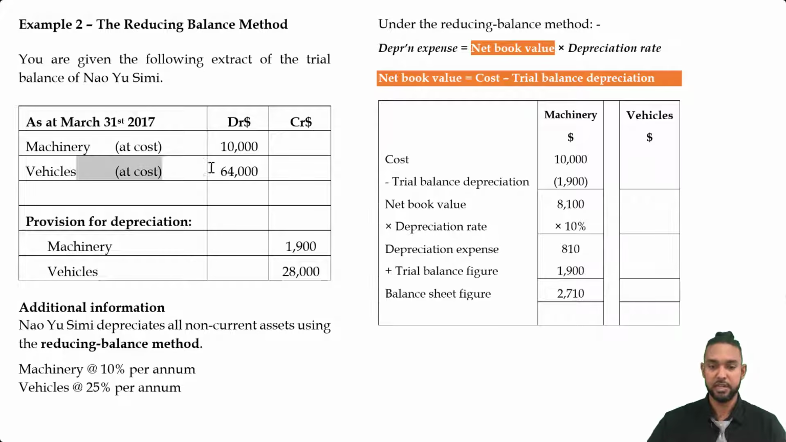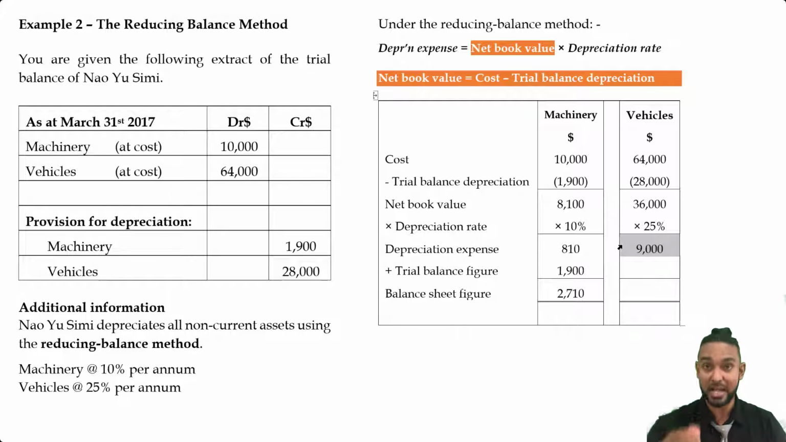So again, vehicles, the cost is 64, existing depreciation is 28. So we're going to take 64 minus 28, that's going to give us 36. We are going to multiply that, which is the net book value of the vehicles, by the depreciation rate for the vehicles, which in this case is 25%. And 36 by 25%, as a quarter, is going to give us 9,000. So that's the depreciation expense for the current year. That goes in the income statement.